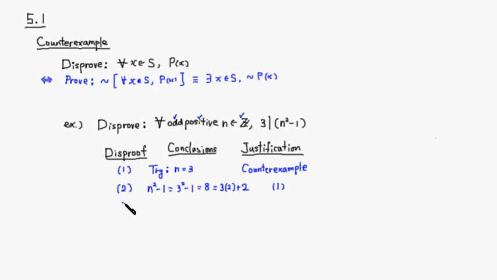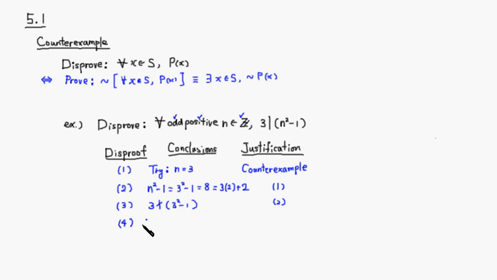So we know that 3 does not divide 3 squared minus 1. That just comes from line number 2. Then we established that this is a counterexample. So we already found it.